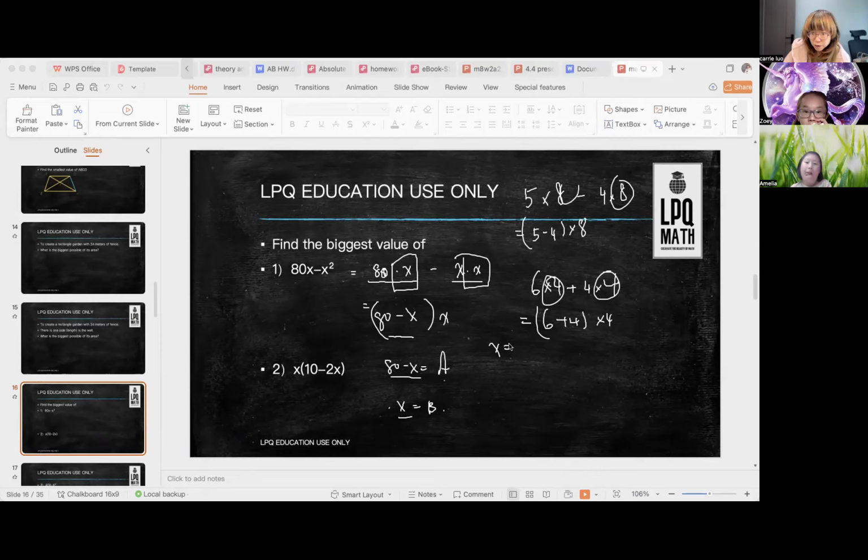We can make x equals what? 40. We want to make 80 minus x equals x, so x equals what? 40. So 40 times 40 equals 1600. That is the biggest one.